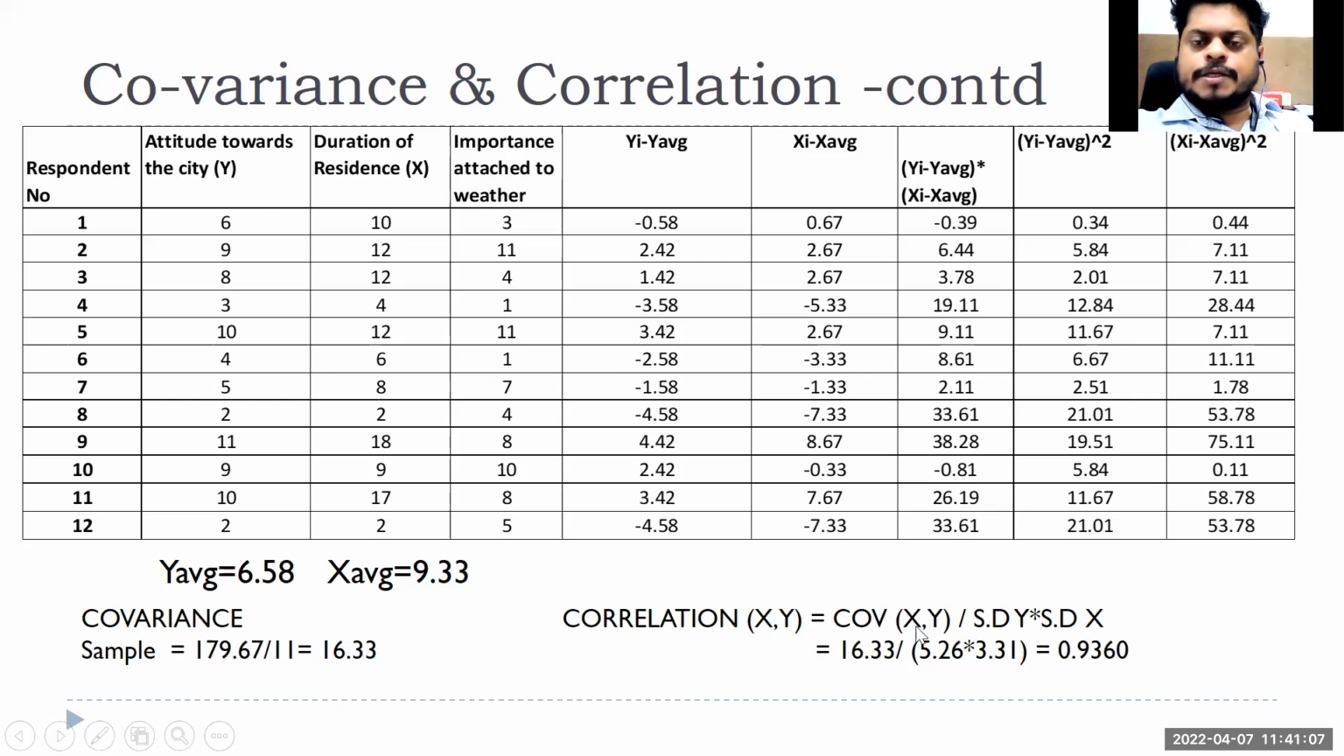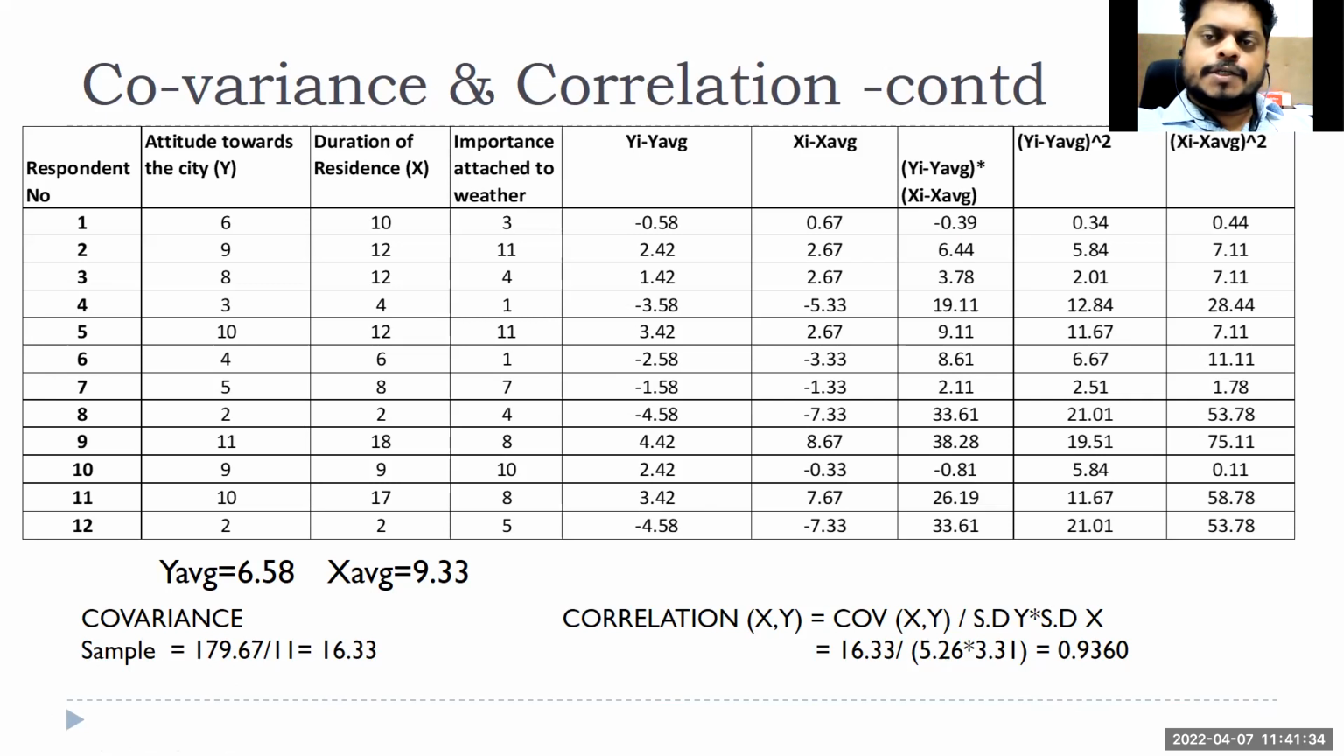So once I know covariance, if I know standard deviation of y and standard deviation of x, I divide by that. That will give me this correlation. So I find these two variables, attitude towards the city and duration of residence, are positively correlated and they have a high linear dependency, right? Once I know that, I'll go and build the regression model. Linear regression model, simple linear regression model.